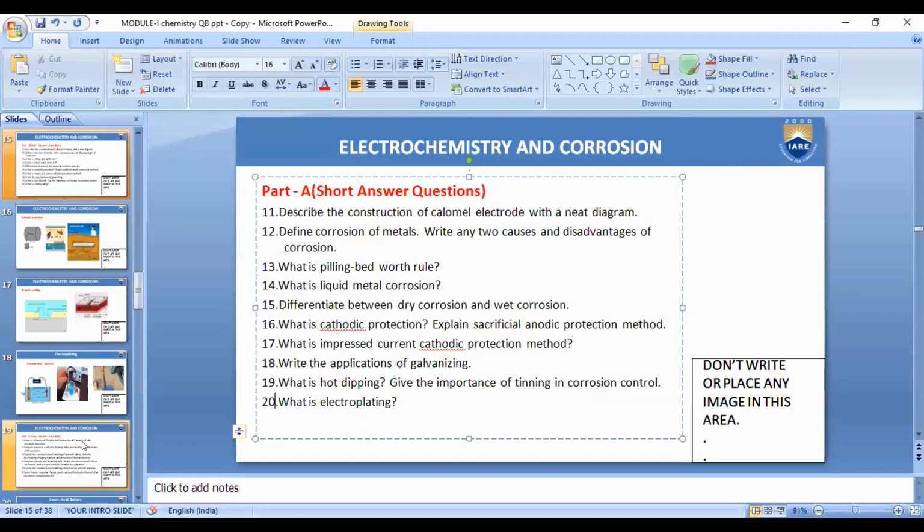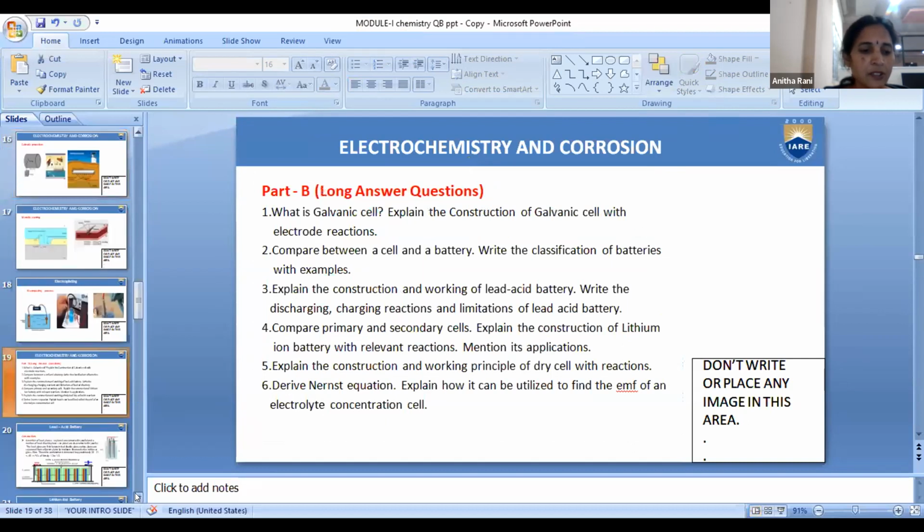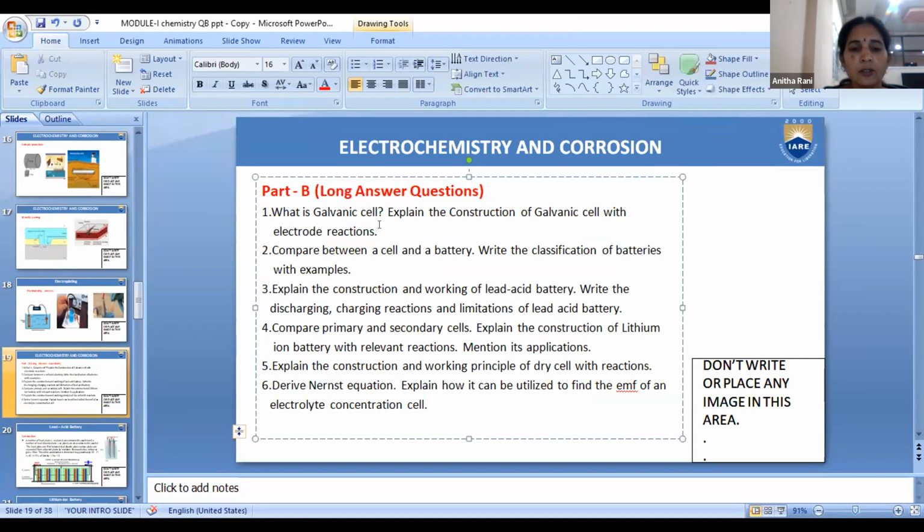Okay. So part A is completed. That is completely like a definition part. So part B is long answer questions. You have to write. This is like lengthy questions only. You prepare from handwritten notes and you write neatly in the exam. Completely you write. You will get enough time.